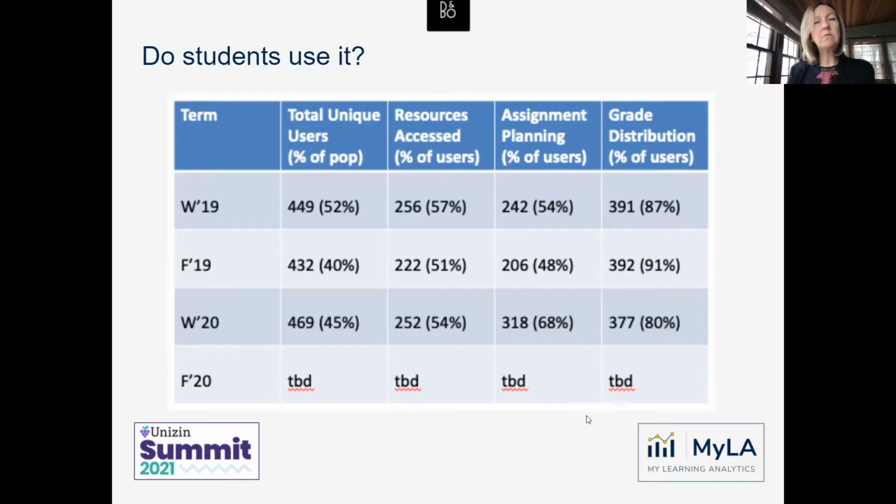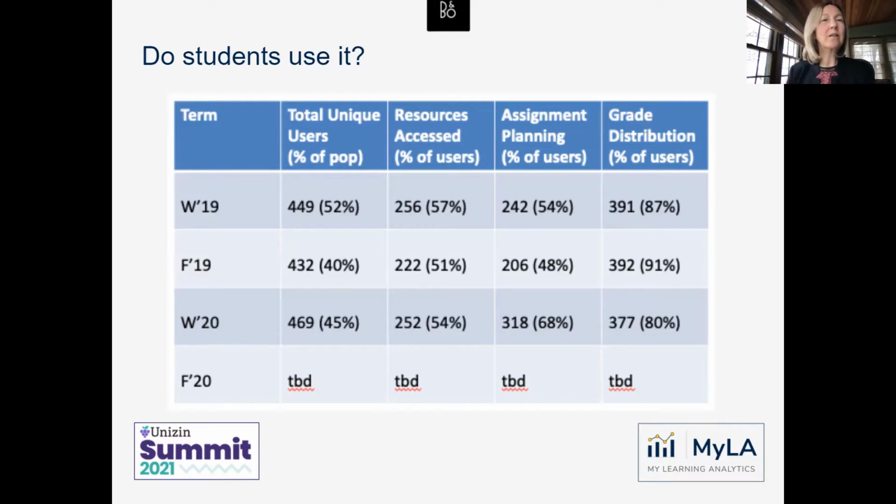Those 3 views we showed you, as Jennifer told you, everybody hits the grade distribution. If you were a MyLA user, you went to that, 80% to 91% of the students. And that's consistent with all the research I've seen on other dashboards: if it has that grade distribution view, students just pound on it all the time.